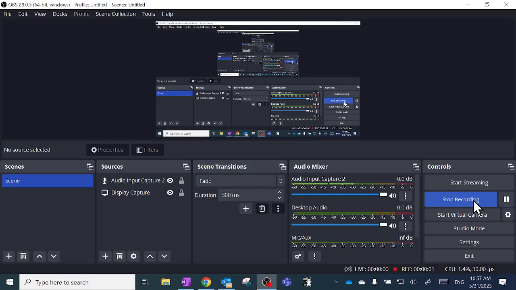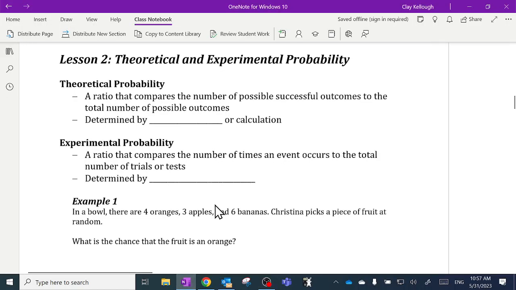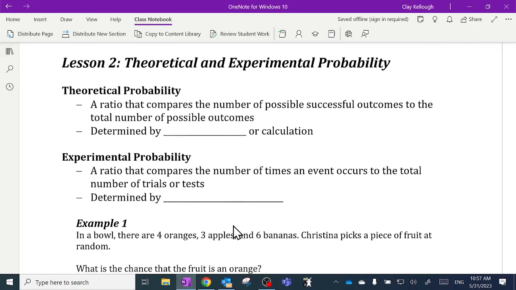This is lesson 2 for grade 12 essential probability units. And we are looking at the difference between theoretical and experimental probability. It's pretty much what the words mean. A theoretical probability is a ratio that compares the number of possible successful outcomes to the number of possible outcomes altogether.